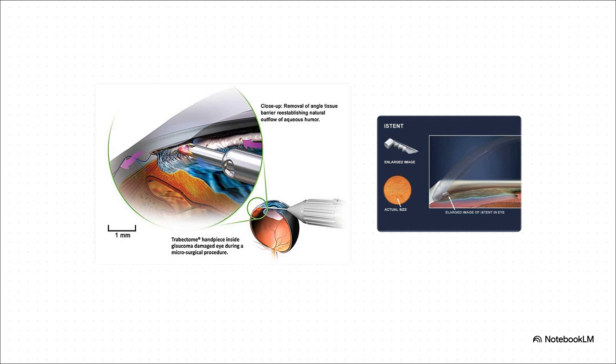Now compare that to the eye stent in the second image. Instead of removing the tissue, this tiny little implant acts as an artificial conduit, completely bypassing the TM to shunt fluid directly into Schlemm's canal. Both of these brilliantly utilize physical engineering to drive up that outflow facility variable in our equation.